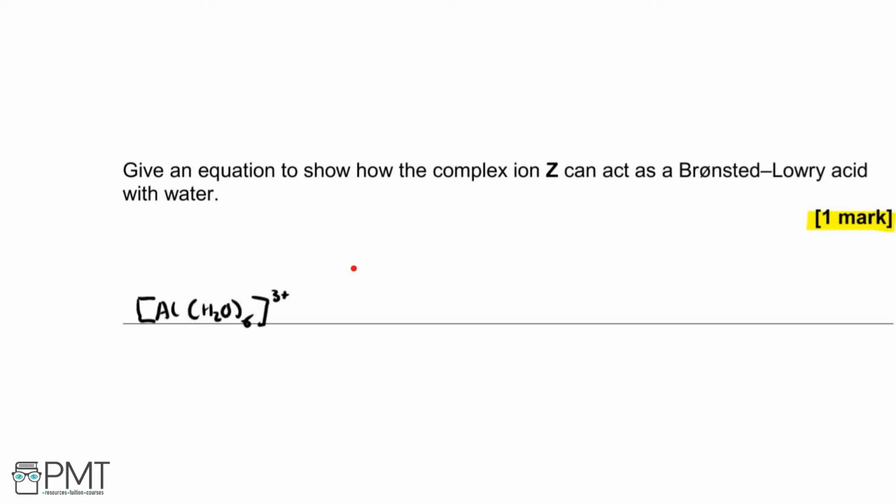Now we have this reacting with water, so we also need a water molecule there. And what we will see in this sort of situation is that the ion Z, our hexaaqua-aluminium ion, acts as a Brønsted-Lowry acid, as one of these water ligands will lose a hydrogen ion, it will donate a hydrogen ion to this water molecule. So what we will end up with is our hexaaqua ion now only has 5 water ligands, but now has 1 hydroxide ligand.